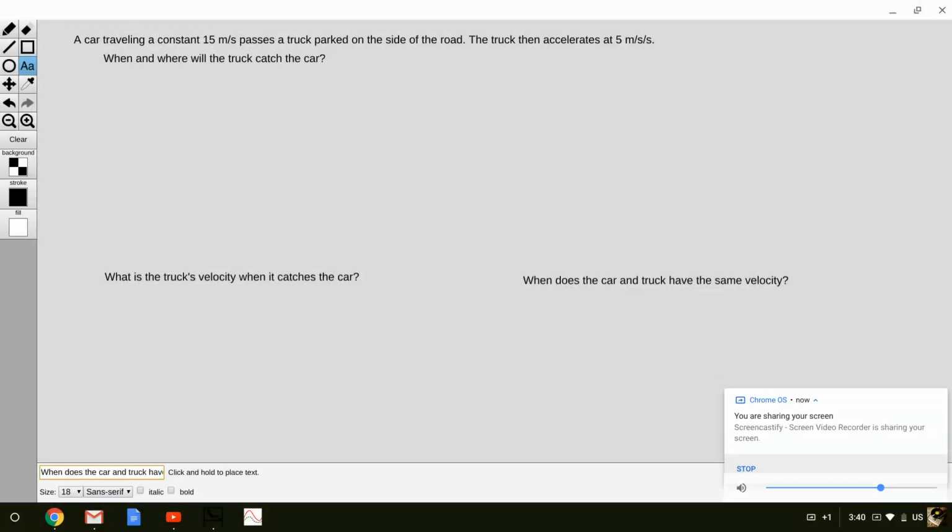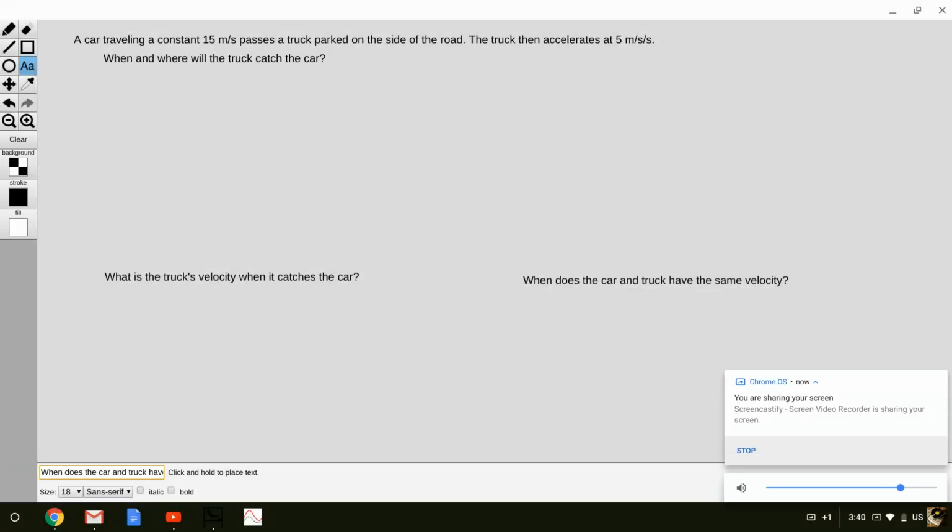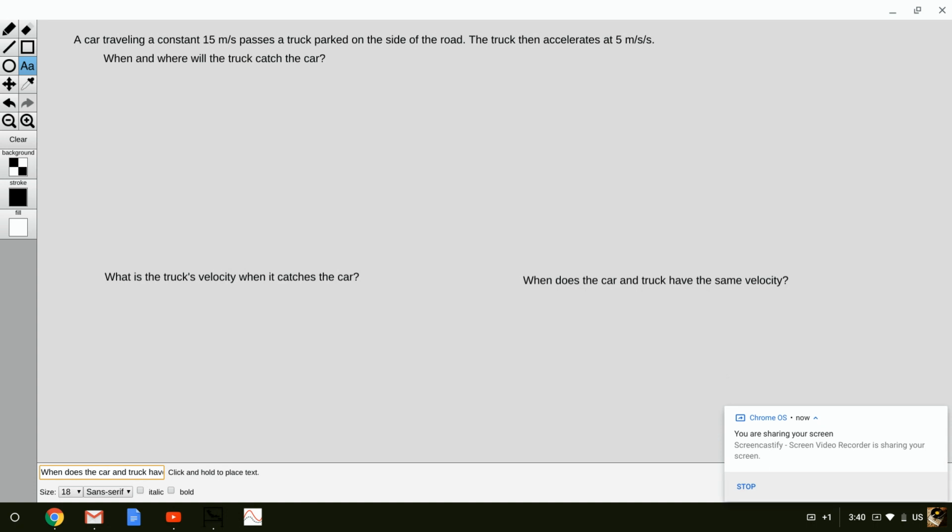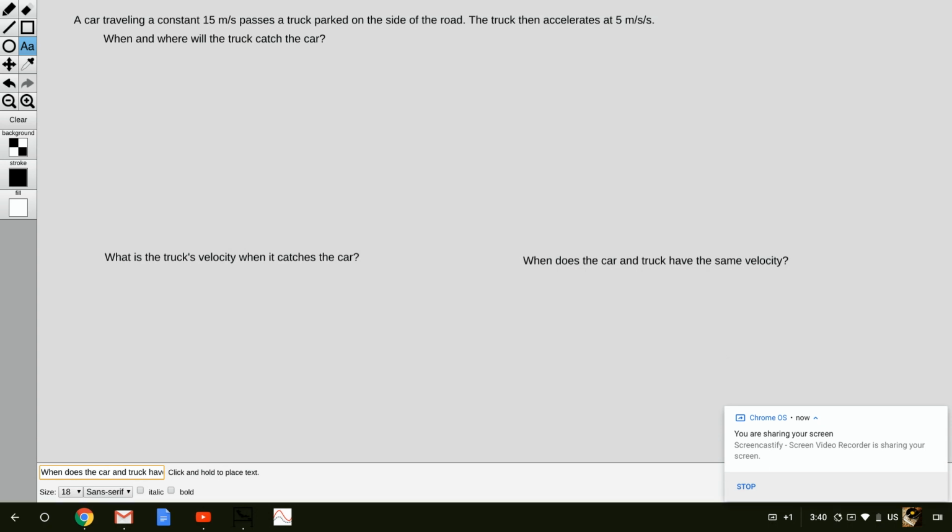All right, so here is your typical simultaneous equations problem. We've got a car traveling at a constant 15 meters per second that passes a truck parked on the side of the road. The truck then accelerates at 5 meters per second squared. So the instant the car passes the truck, it starts accelerating. When and where will the truck catch the car?